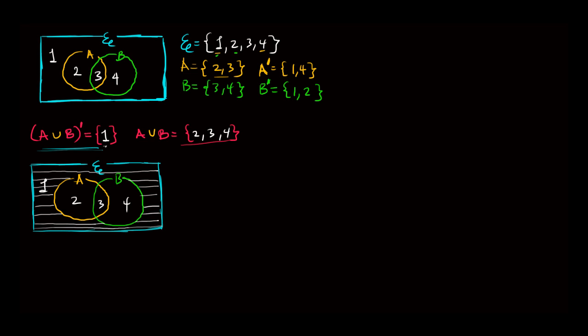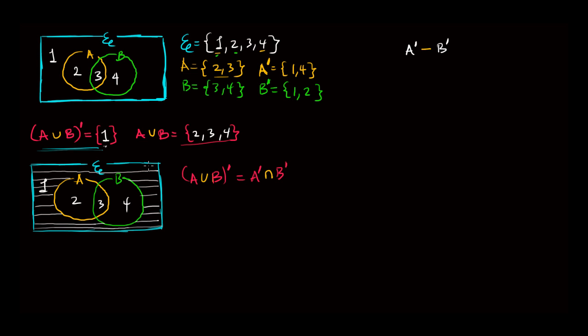Let's try another one. Let's say we have something like this: A prime minus B prime. Now before we do this, I'd like us to know that A union B prime is still the same thing as A prime intersect B prime. I'd like us to know that these two are the same thing.